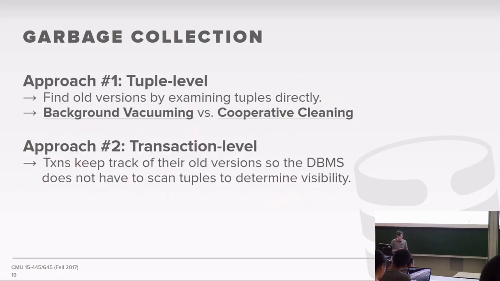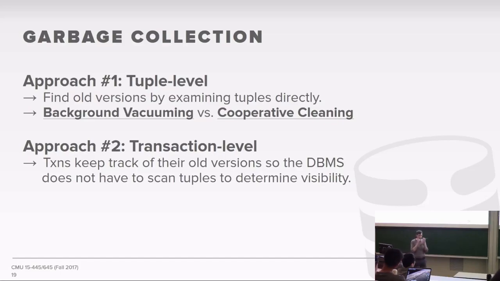The two types of garbage collection we can do at a high level are either tuple-level garbage collection or transaction-level garbage collection. Within tuple-level garbage collection, we can either have vacuuming or cooperative cleaning. In tuple-level, the basic idea is that we look at the database or tables directly, look at the tuples, and figure out whether they're visible or not. On a transaction level, every single transaction maintains all the old versions that it created or invalidated in a single location.